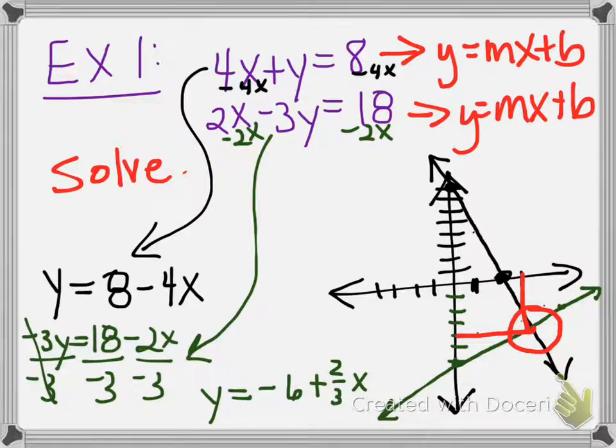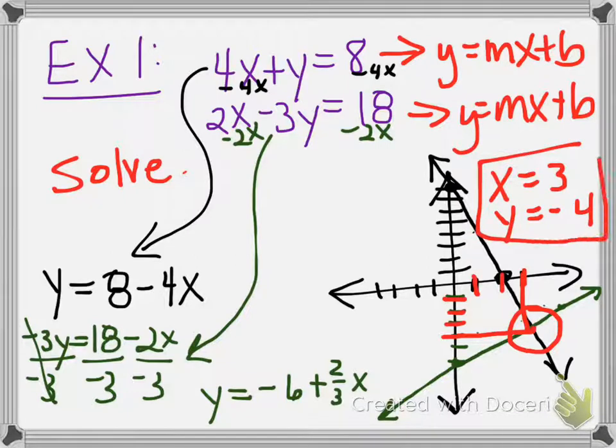So my x value is 1, 2, 3, and my y value is negative 1, 2, 3, 4. So my solution is x equals 3 and y equals negative 4. This is called a system of equations because there's more than one equation. This is specifically called a system of lines because we've graphed more than one line. And whenever they intersect, that's where the solution will be.